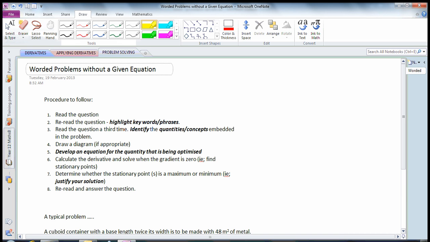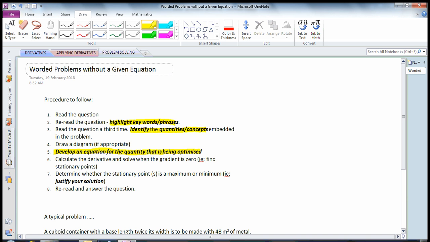So step one is always to read the question, and I really advise all my students to read the questions several times. So in the second reading, what we're trying to do is highlight any key words or phrases, and then in the third reading we're looking to see if we can identify the quantities or concepts that are embedded in the problem. So that is, what's the question actually about? Step 4, we do a diagram if it's appropriate, but step 5 is the critical step. That is where we develop an equation for the quantity that is being optimized. In other words, what are we trying to find the maximum or minimum of? So it's that particular quantity which we develop an equation for.